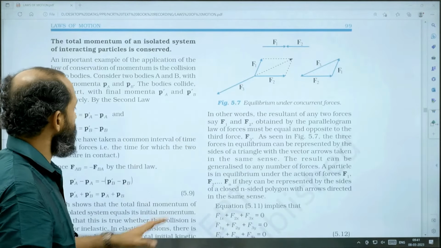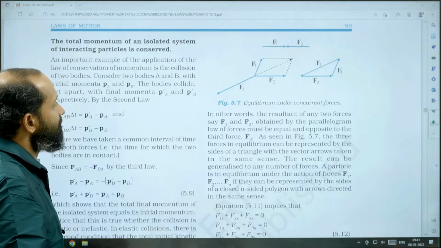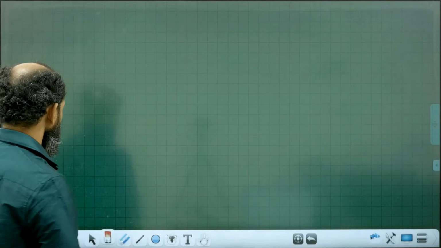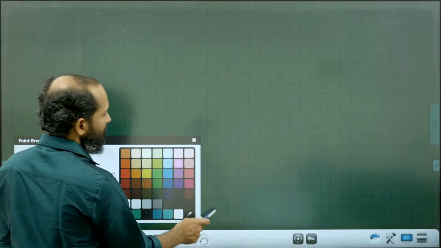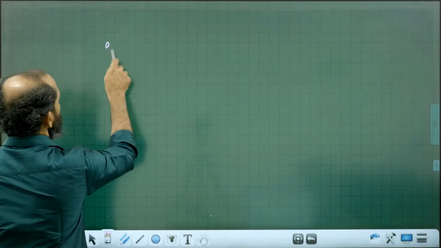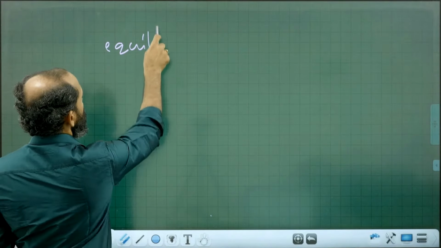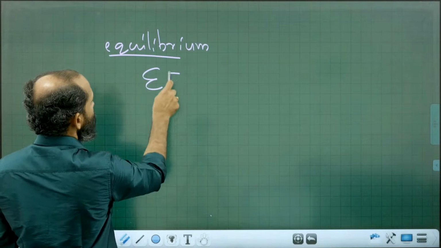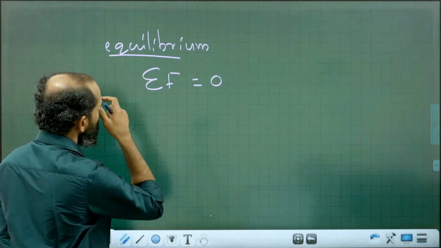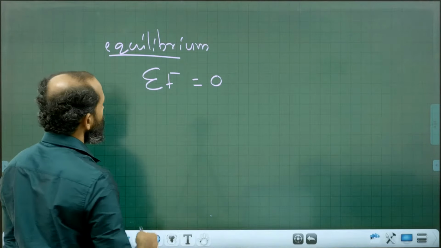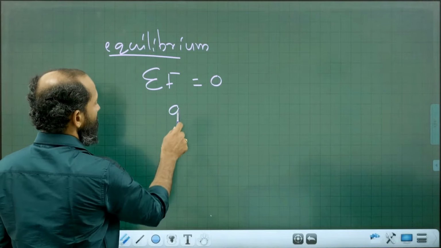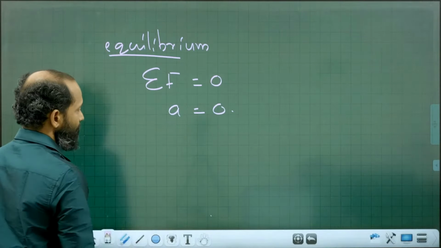Now, equilibrium under concurrent forces, that is to be discussed. Equilibrium is an unaccelerated state. So, what does equilibrium mean? For equilibrium, the sum total of all forces acting on that body or system of particles is zero, meaning there is no unbalanced external force. That is why acceleration is zero.